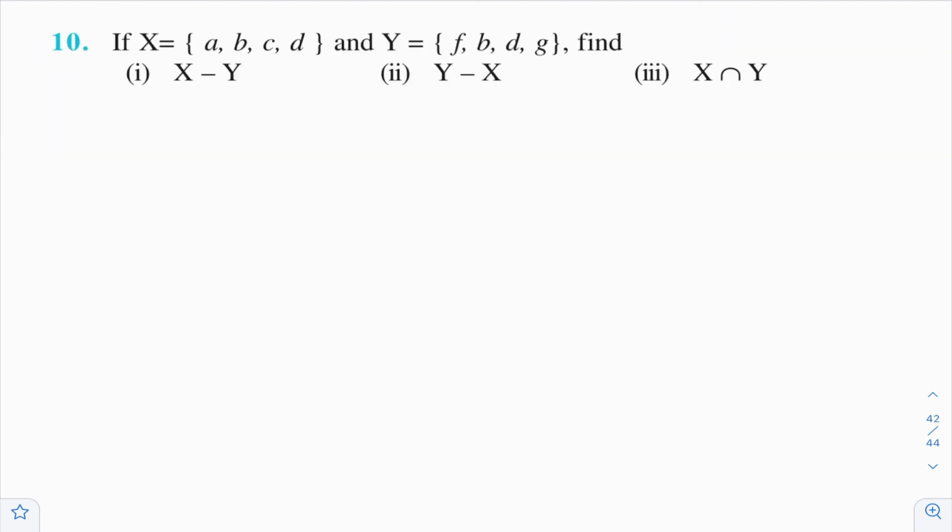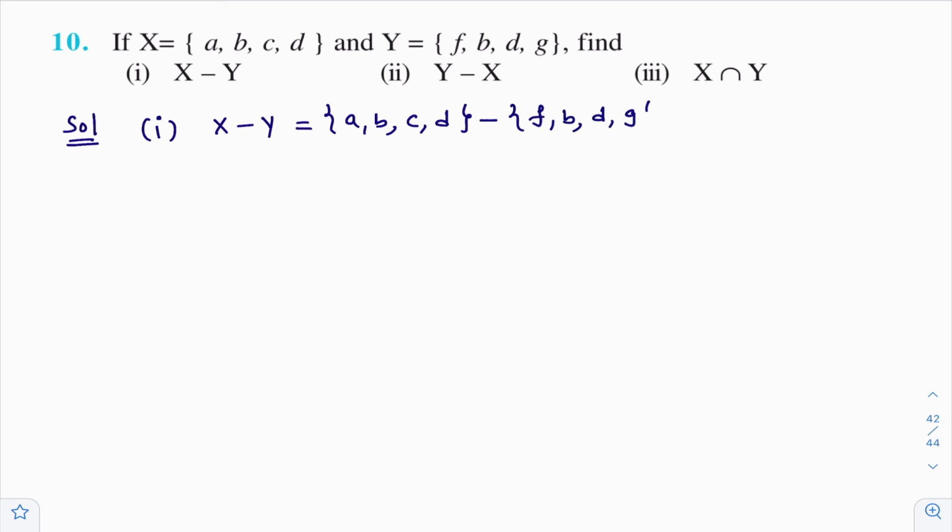Now, we'll move to the 10th problem. You see, this is also similar to the last problem. Okay, 10th problem. What are they asking in the first bit? They are asking to calculate x minus y. Write set x: A, B, C, D. Minus y. What is y? F, B, D, Z. So when we do the difference of two sets, how to calculate?